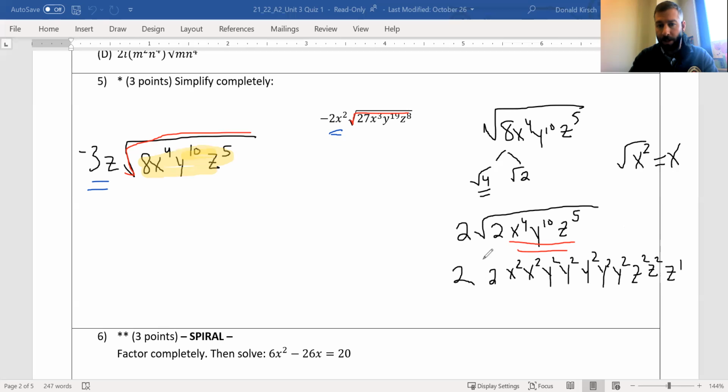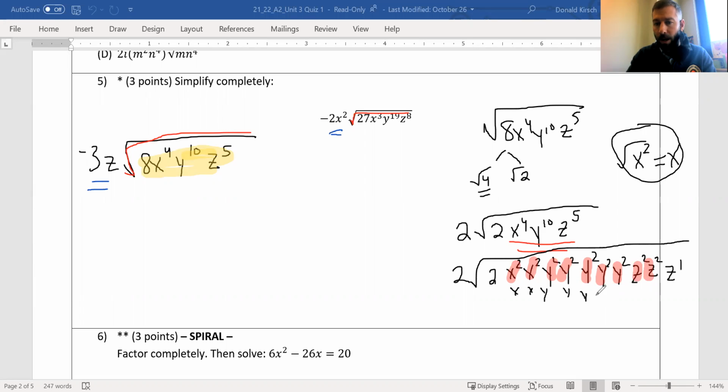So this whole thing breaks down to look something like this. You may find some shortcuts at some point. This is how I think about it. And now when I square root any one of these, those exponents are going to cancel out just like we would right here. So the square root of x squared turns into x, y, y, y, y, y, z, and z. So all those perfect squares are now going to come up front.